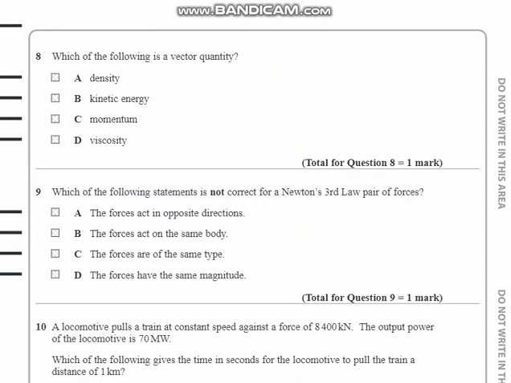Eighth question is, which of the following is a vector quantity? A. Density. B. Kinetic energy. C. Momentum. D. Viscosity. Viscosity is not a vector quantity because it has scalar terms. Neither is density because it's mass upon volume. The only options left are kinetic energy and momentum. Kinetic energy is measured in joules, which is also the unit for work done, and work done is a scalar quantity. So we are left with C, which is momentum. Momentum is measured in kg meter per second. So we have direction and we have magnitude.